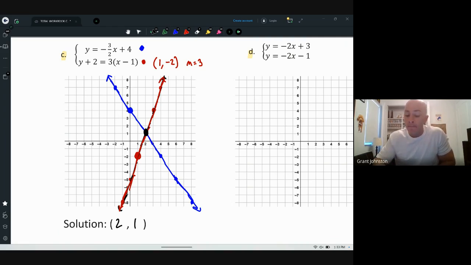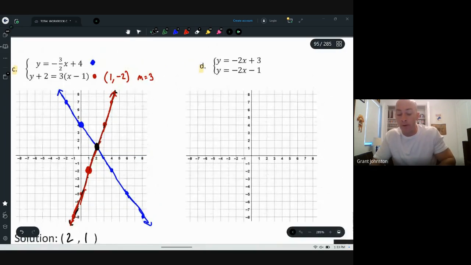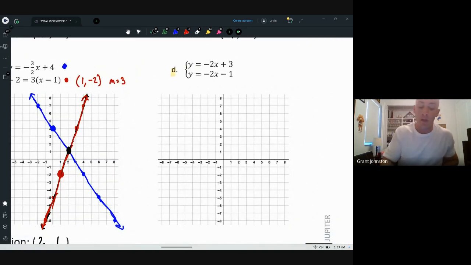Let me show you D. Now D, they're both written in slope-intercept form, and this one's kind of interesting, so watch closely. I'll do this first one in green. Y-intercept is +3, slope's -2, so I'm going to go down 2 to the right 1, down 2 to the right 1, down 2 to the right 1.